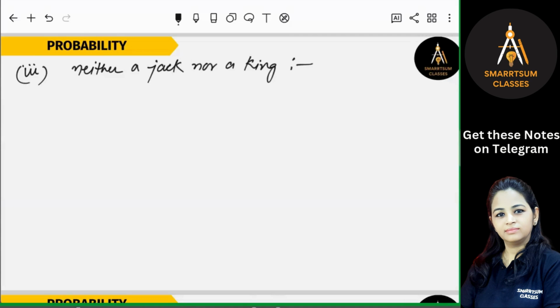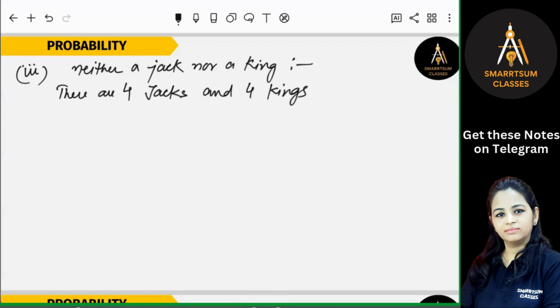Now, in the third part, we have to find the probability that the card drawn at random from a well shuffled deck of 52 playing cards is neither a jack nor a king. It should not be a jack, and it should not be a king also. So we will first find out how many jacks and kings are there. There are 4 jacks, that is Gulam, 4 Gulam are there. And similarly, we have 4 kings, Badshah. So there are 4 jacks and 4 kings in the total deck of 52 cards.